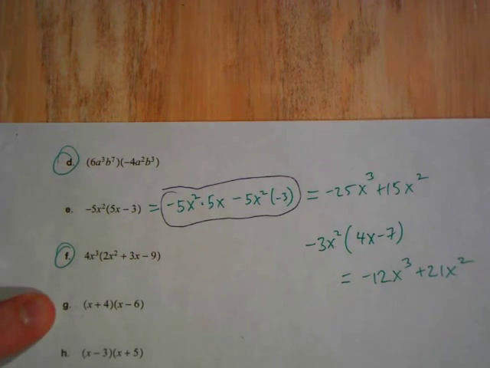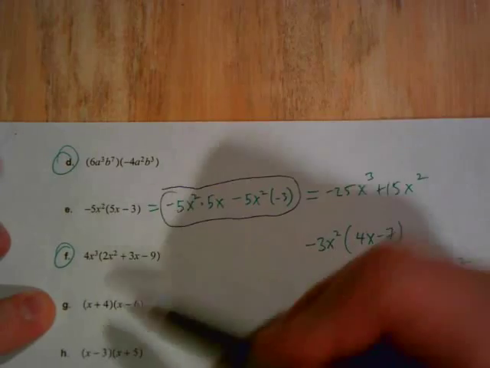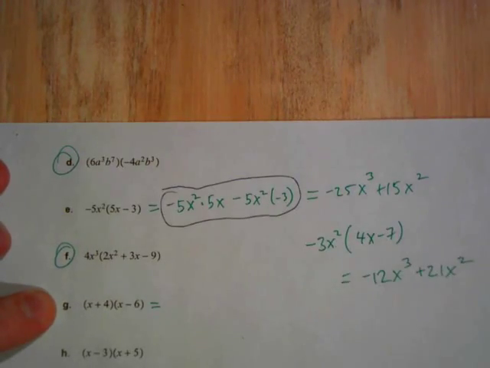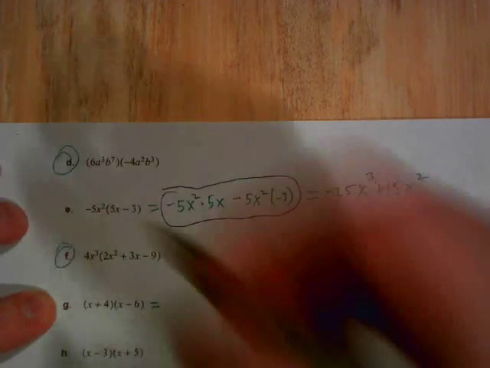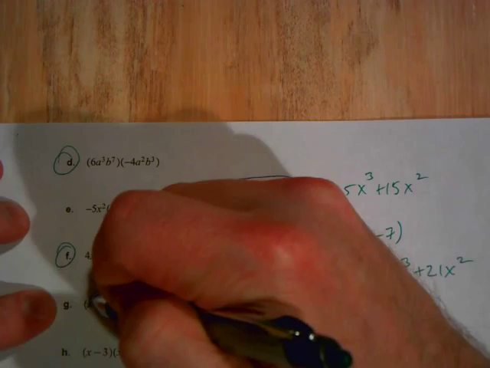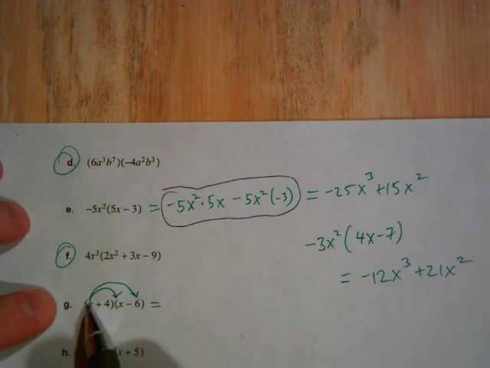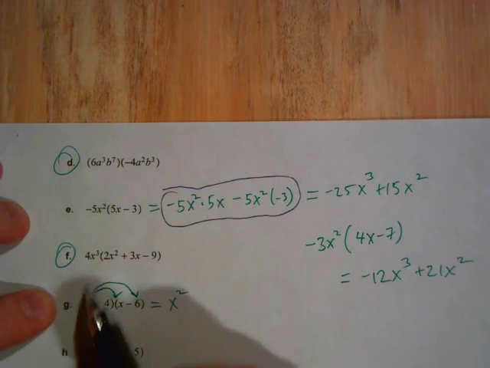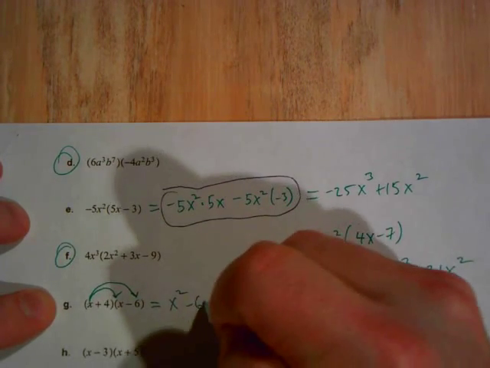G. Alright, now, how do we multiply 2 binomials? To multiply 2 binomials, we do the distributive property twice. What we're going to do is start with this first thing, which is an x, and distribute it through. So I'm going to take x times x. X times x is x squared. Then I'm going to take the x and multiply it by the negative 6. That's negative 6x.